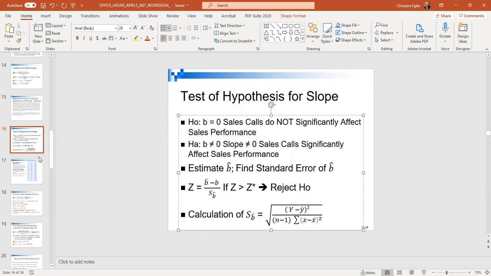But then the next step is you state a level of significance. So we're going to state a level of significance. So let's go through this process.